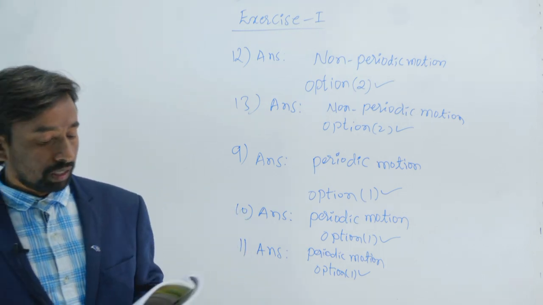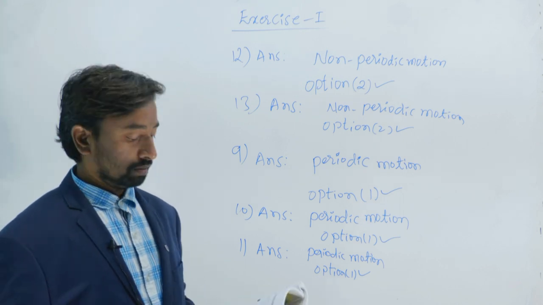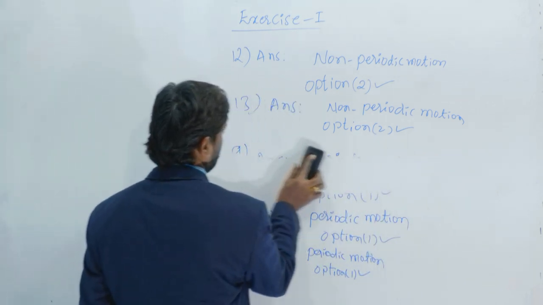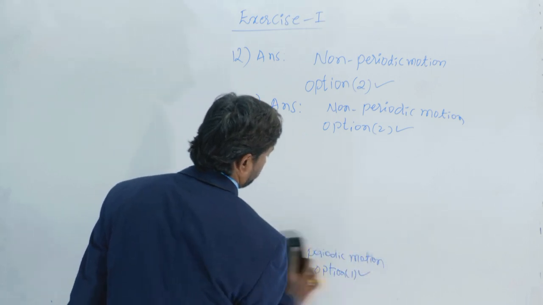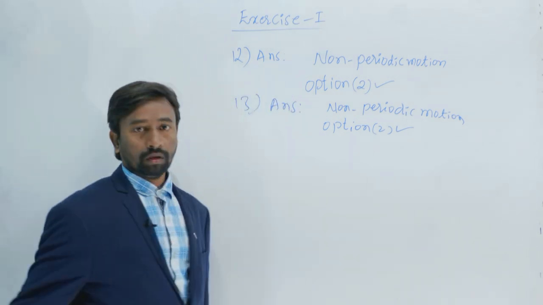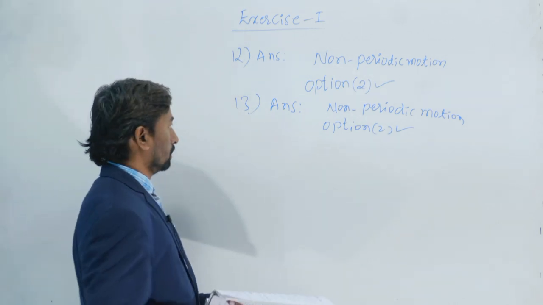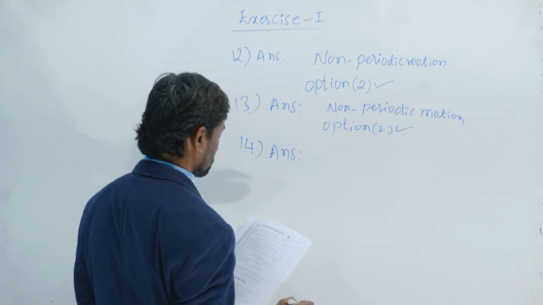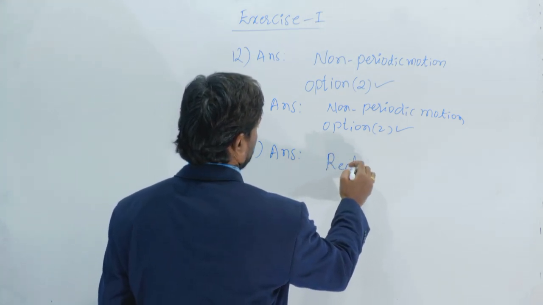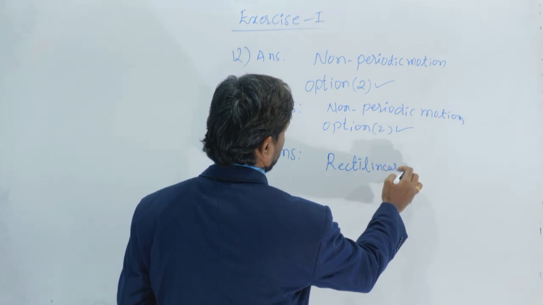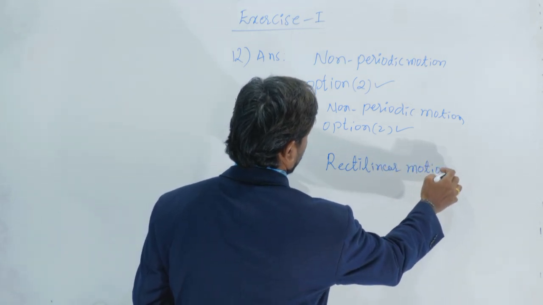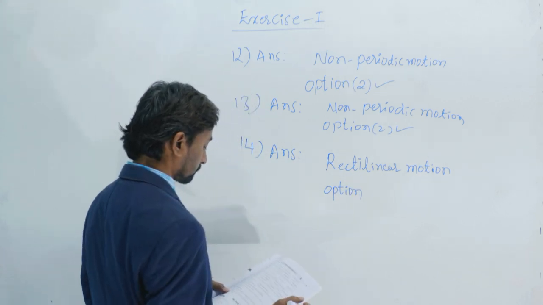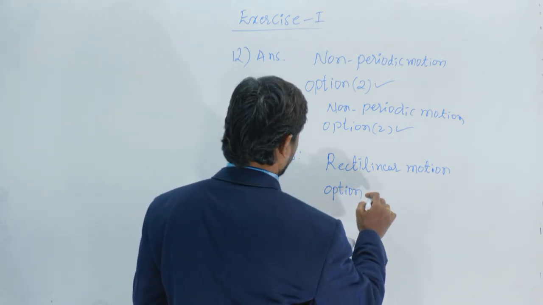Now 14th one, we'll see. An automobile moving in a straight road is an example of dash. A bus is moving in a straight road. Those are all examples of rectilinear motion or linear motion, okay. So the 14th answer is rectilinear motion. So here the option is option 4.